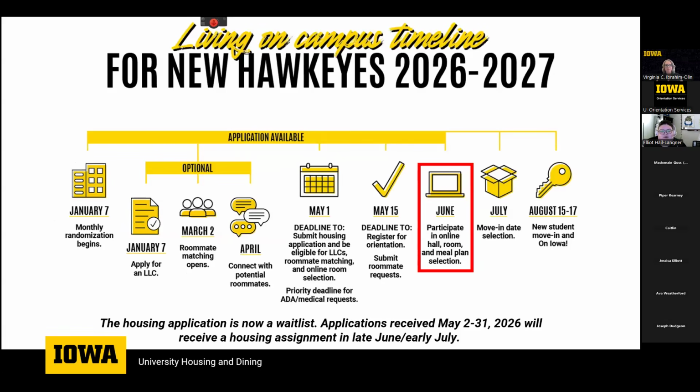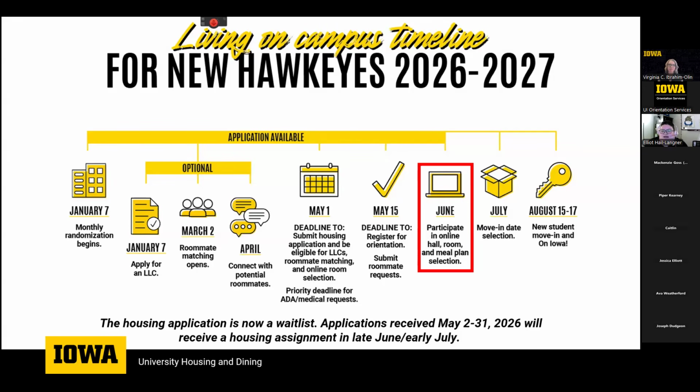So on the screen right now is just a copy of the Living on Campus timeline for new Hawkeyes for 26-27. So if y'all remember, we started back in January with the application opening and monthly randomization beginning. We have come a long way. We are now almost to June for online hall, room, and meal plan selection. And then once that's complete, in July, we'll have move-in date selection.